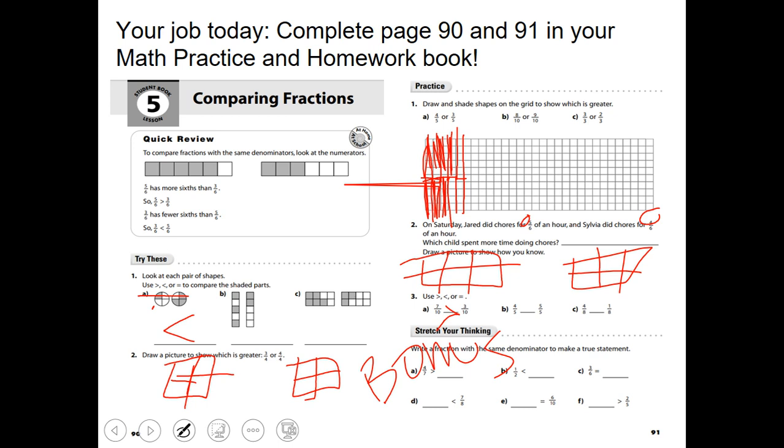So that is all of the work that you have to do today. Tomorrow we're going to do a review of everything that we've learned, so that way you can be prepared for our quick Kahoot check-in on Thursday. All right, so I look forward to seeing your page 90 and 91 in your math practice and homework book.